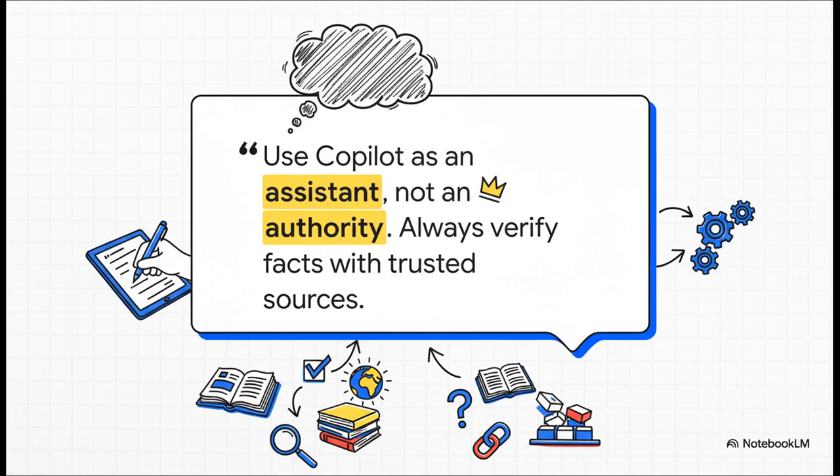And that brings us to the most important rule of thumb. Use Copilot as an assistant, not as an authority. You have to treat everything it gives you as a really good first draft, but never, ever as the final, verified truth. Your brain, your judgment, that's still the most important part of the equation.